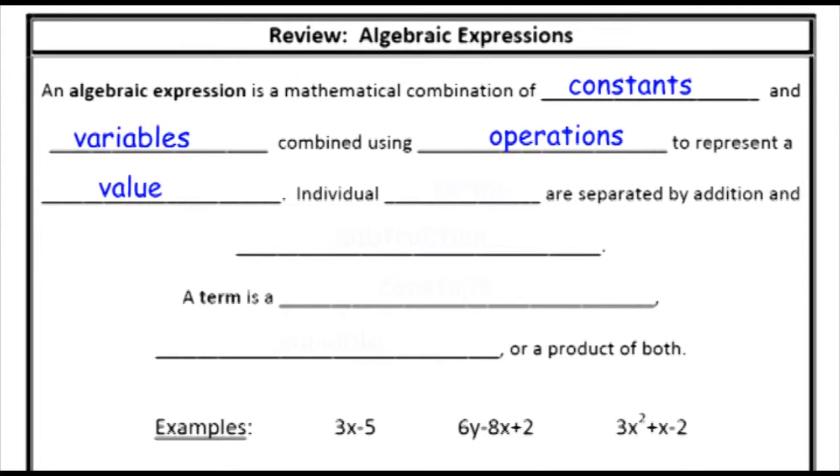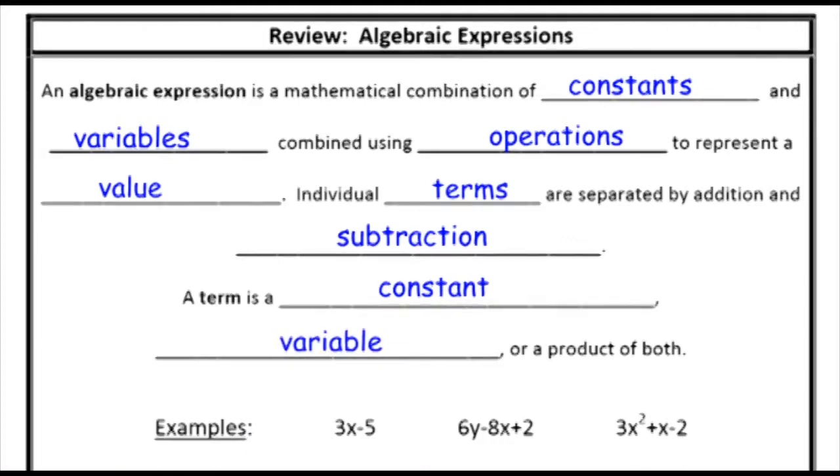Individual terms make up the algebraic expressions. They are separated by addition and subtraction. A term is a constant, variable, or a product of both. So for example, we look down at our examples of algebraic expressions. We have 3x minus 5. 3x is a product of a constant, 3, which has now become a coefficient of 3, times a variable, x.